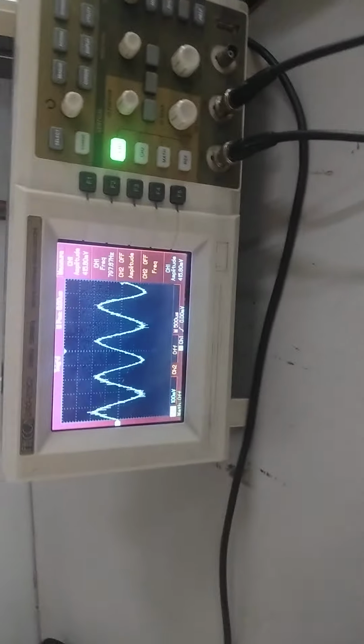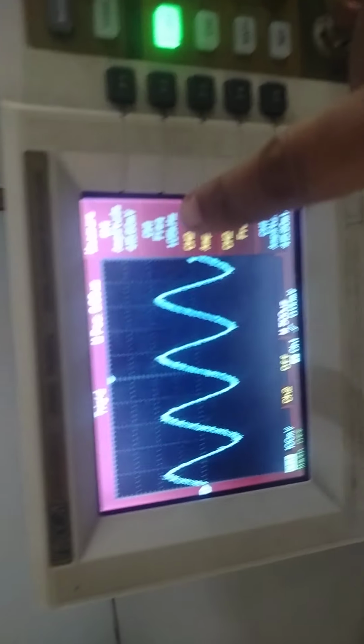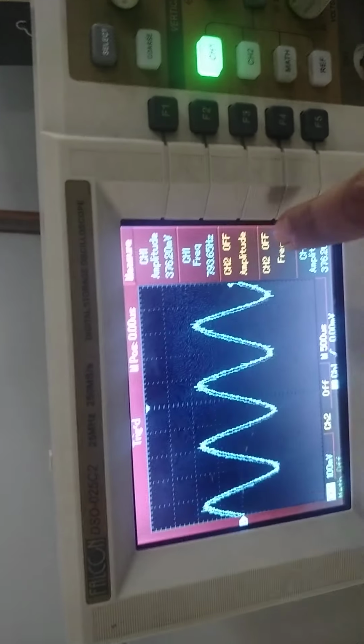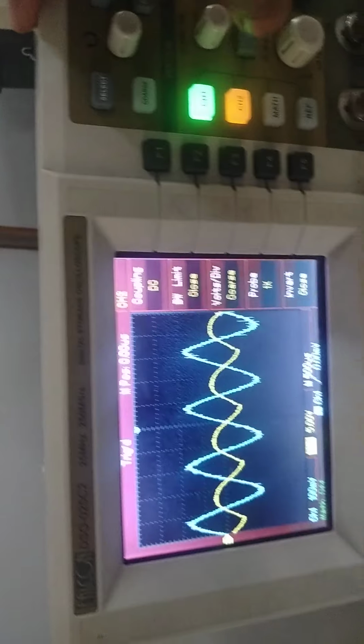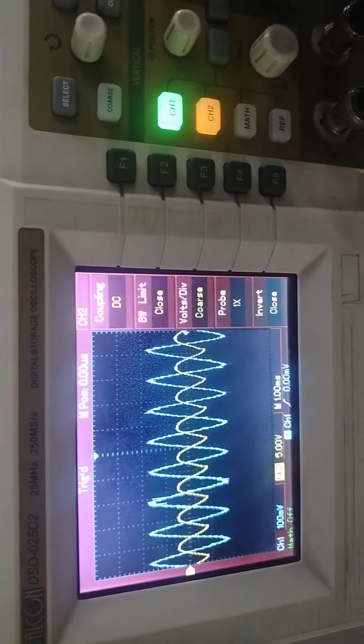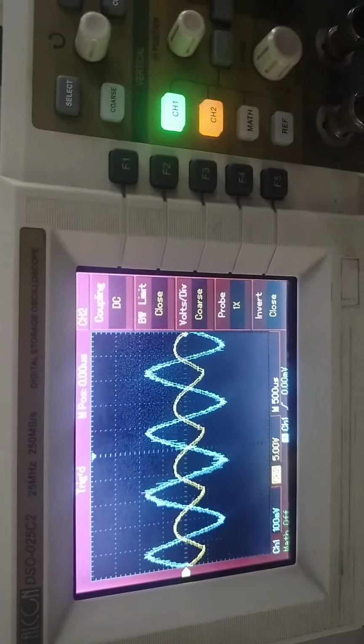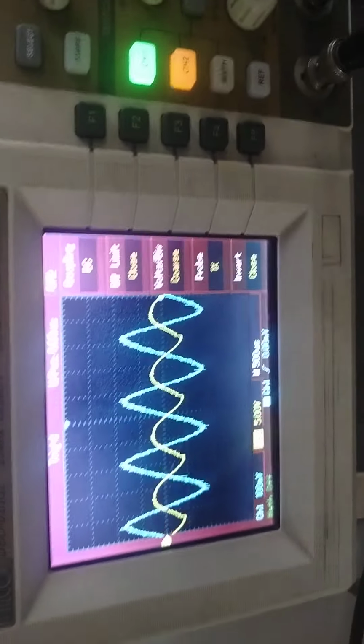Two channels are connected to the DSO like this. Okay, so this is the input signal amplitude, channel 1, and channel 1 frequency. If you switch on channel 2 here, this is the channel 2 amplitude and frequency.